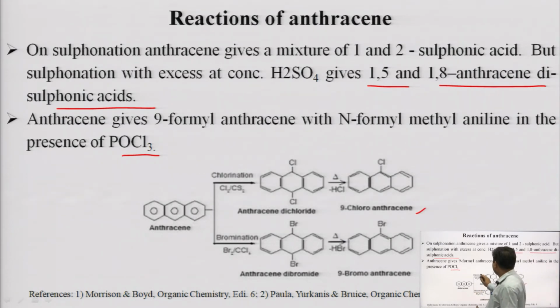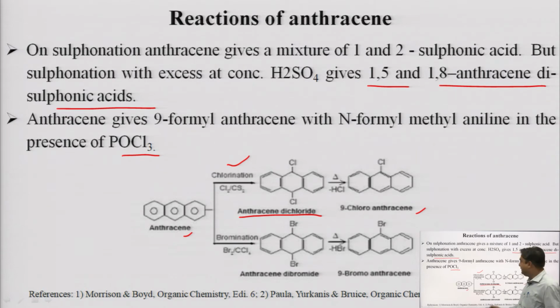As you can see, chlorination of anthracene occurs and we get anthracene dichloride, which on heating gives 9-chloroanthracene. Again, different halogenation reactions can also be done by bromination. Bromination occurs in the presence of carbon tetrachloride, and again we get the disubstituted product, anthracene dibromide, which on heating releases 1 mole of hydrogen bromide, HBr, and is converted into 9-bromoanthracene.